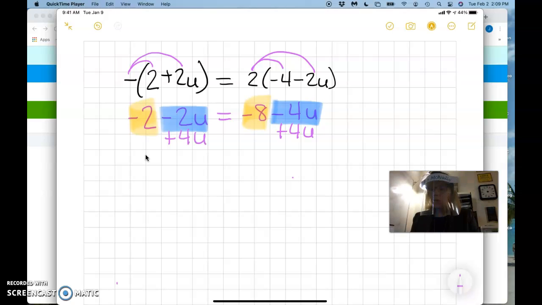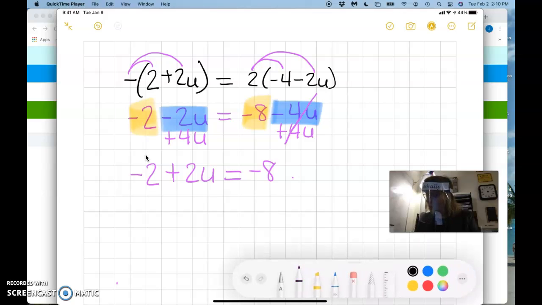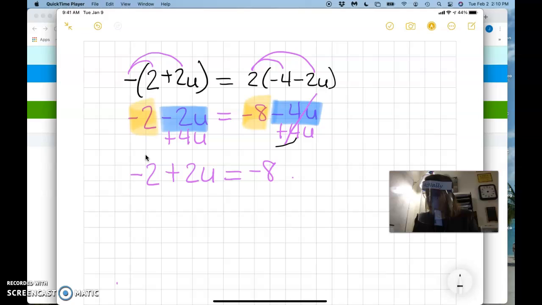Remember, you're doing the opposite. So since it was a -4u, I'm plussing 4u to both sides. That cancels out. And on this side, I have -2 plus 2u equals -8. Now, since I moved this 4u over here, I'm going to move this -2 to the other side.